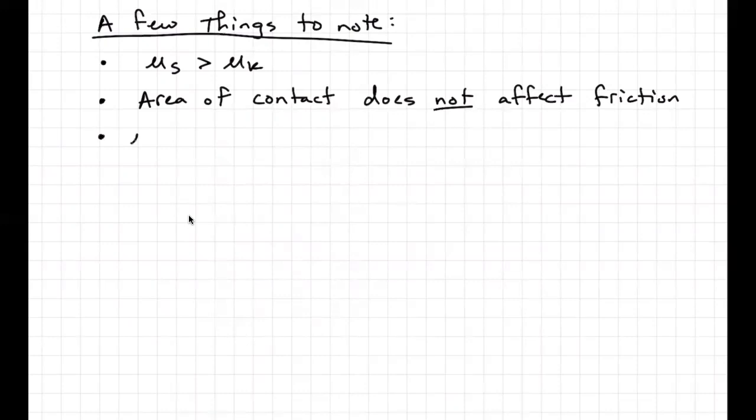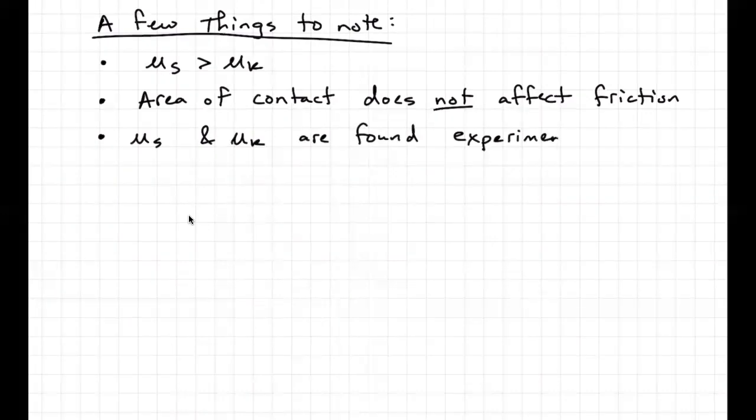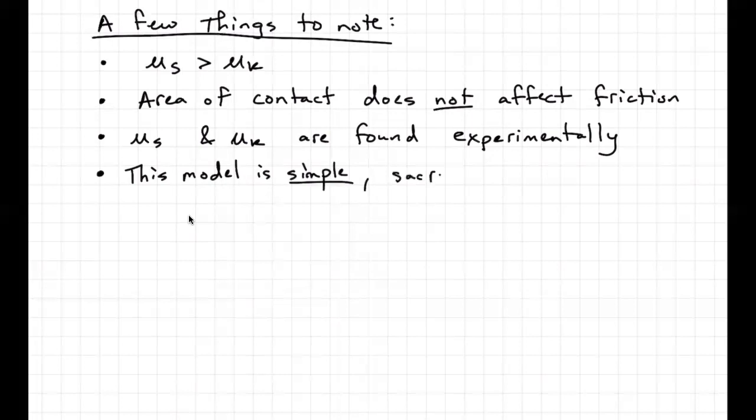In general, mu s and mu k have to be found experimentally. You can't really figure out what they're going to be beforehand. You just kind of have to test it, maybe using setups like the problems that I showed earlier in this video. It's really hard to predict these things. They're really, really complicated. And also, the last thing to keep in mind in the back of your head when you're doing this, this model is simple, which is good in some ways, but this simple model sacrifices accuracy.